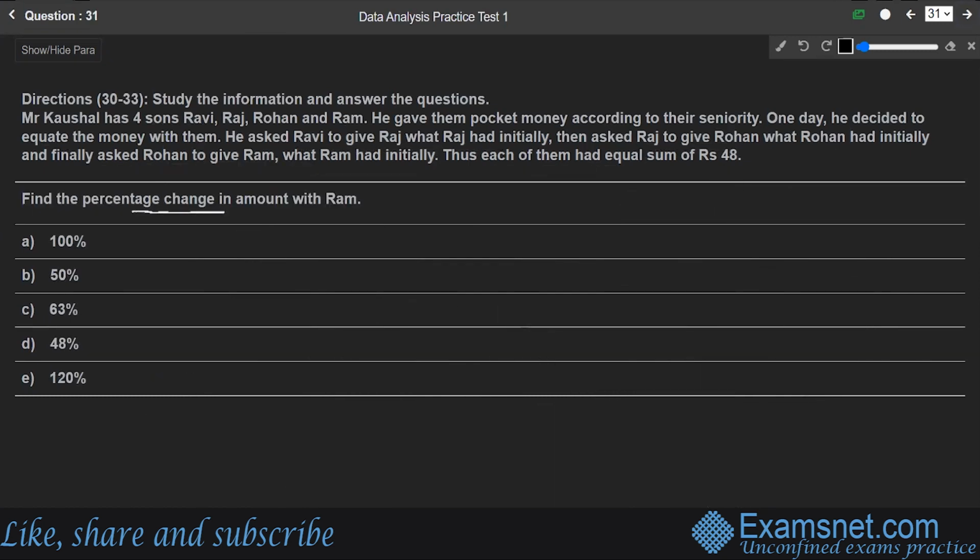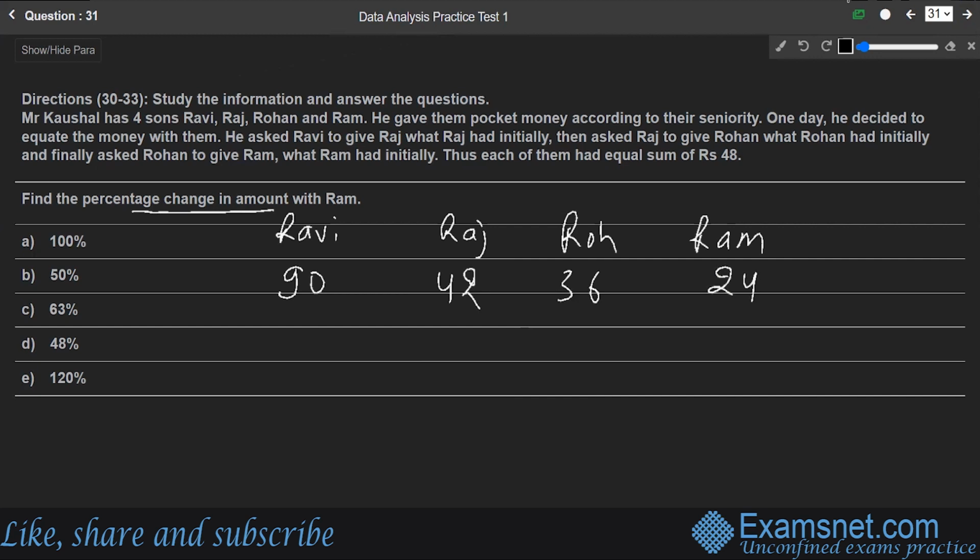He says find the percentage change in amount with Ram. So let us write down the values. This was Ravi, then Raj, then Rohan, then Ram. Initial values were a, b, c, d, which we calculated in the last question: 90, then 42, then 36, and finally 24. These were the initial amounts.